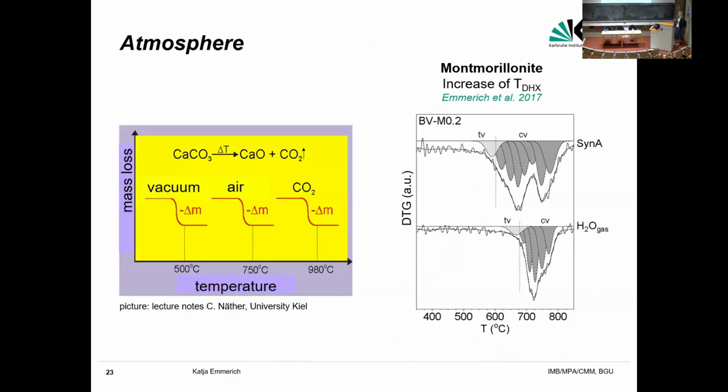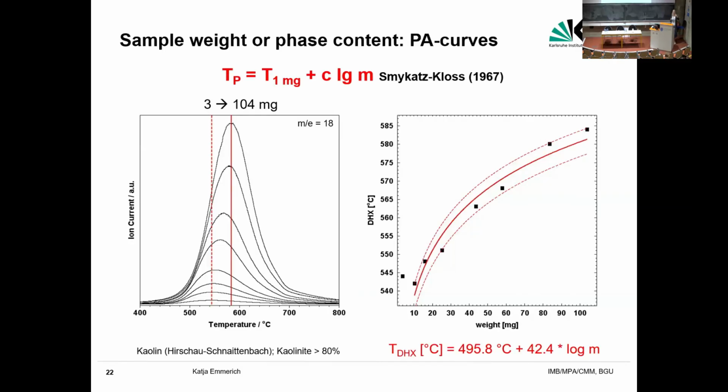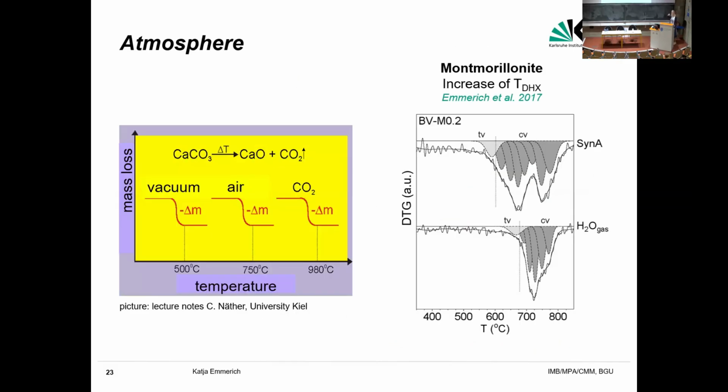Okay, then of course there is an influence of the atmosphere. So if you heat calcium carbonate in vacuum, of course, then the evolved CO2 is removed very fast from the sample, and so the decomposition takes place at lower temperatures compared to heating calcium carbonate, for instance, in a CO2 atmosphere. Then you have to apply higher temperature.